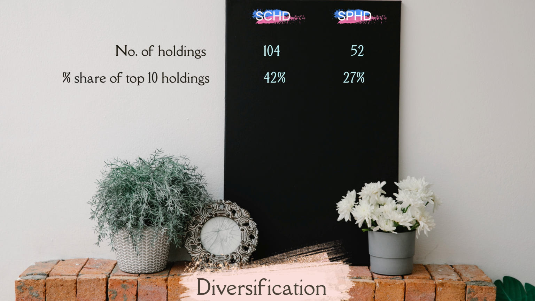These top 10 holdings include companies like AbbVie, Verizon, Pepsi, Coca-Cola, Pfizer, etc. On the other hand, SPHD has 52 holdings and top 10 holdings comprise of just 27% of total assets. These top 10 holdings in SPHD include companies like AT&T, Altria, Verizon, and Walgreens.